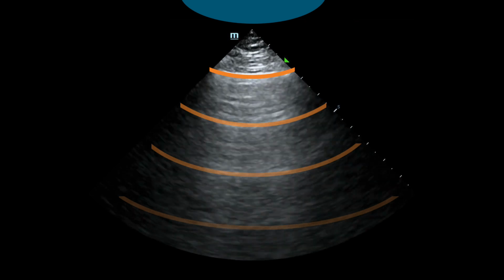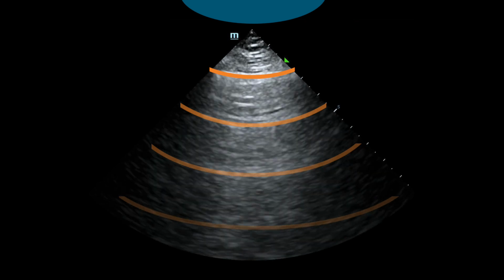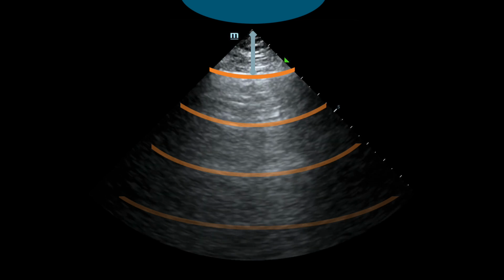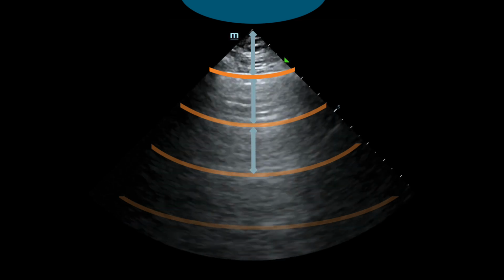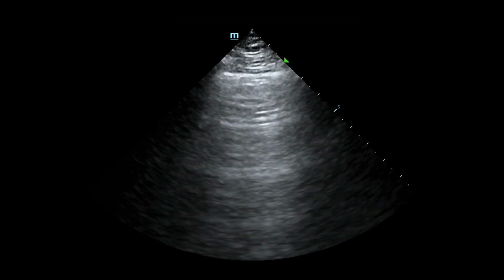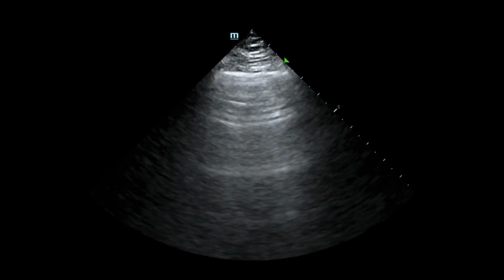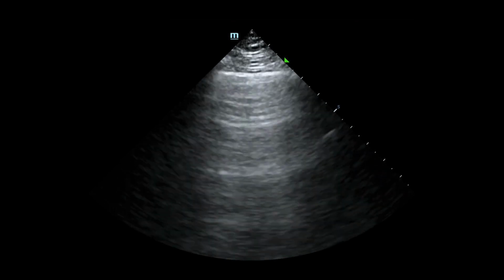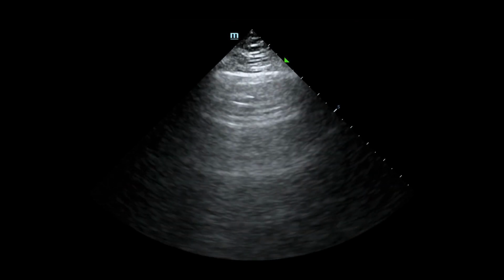Since the artifact is generated by ultrasound waves bouncing between the probe and the pleura, the gaps between the lines are all exactly the same as the distance from the probe to the pleural line. So when we see A-lines, we aren't actually seeing anything within the lung. We're seeing an artifact that tells us that there's air beyond the pleura. While an A-line pattern is what we see in the setting of normal lungs, we also get an A-line pattern in the setting of pneumothorax, as again there's only air beyond the visceral pleura. The key difference here is the presence of lung sliding.